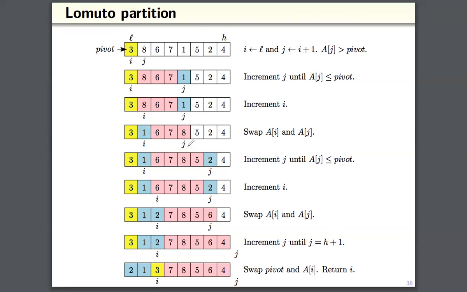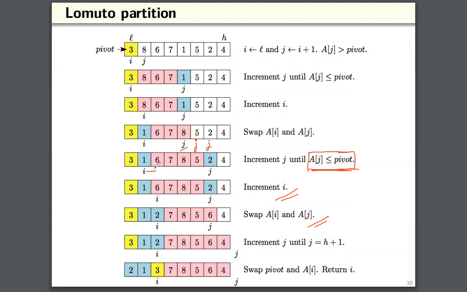So after this swap, we keep continuing with j. j goes to the next element, points to the next element. 5 is greater than 3. Again, move j. 2 is less than 3. So stop here. When you see that A of j is less than or equal to pivot, what do you do? You increment i and swap A of i, A of j. That's the same pattern everywhere, right?